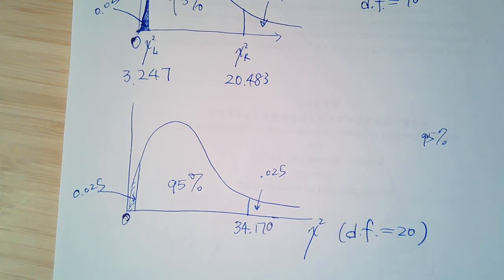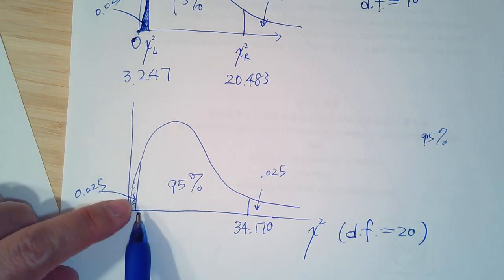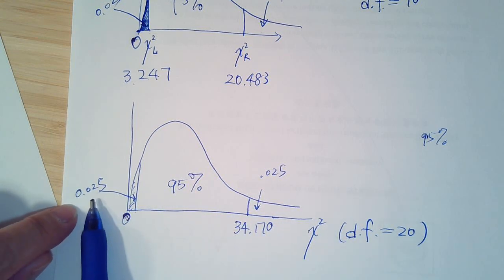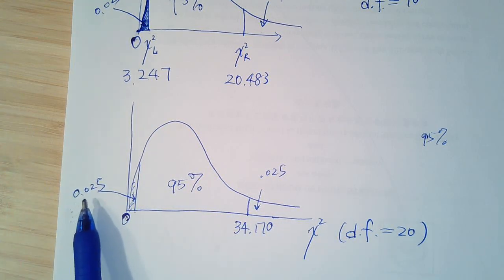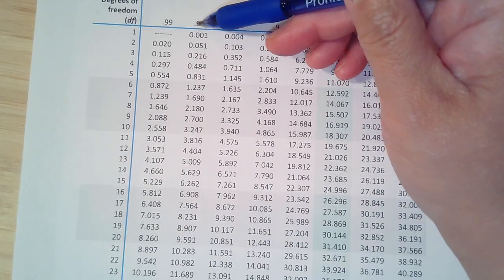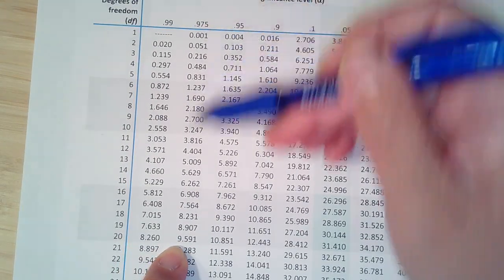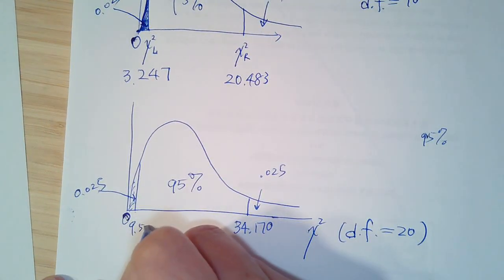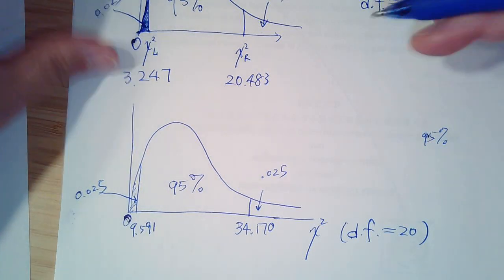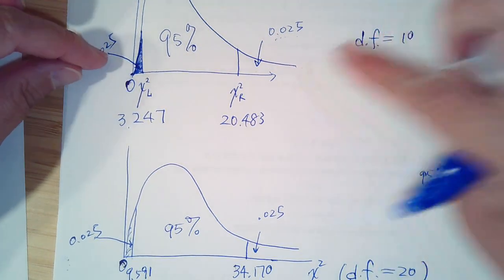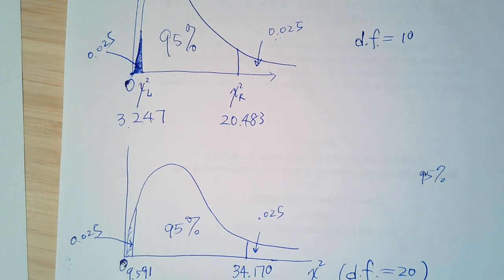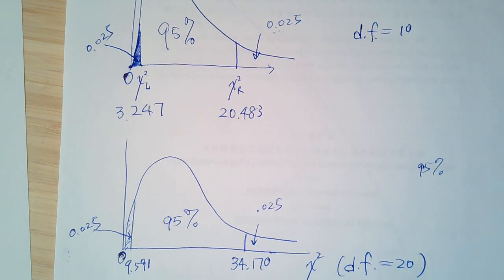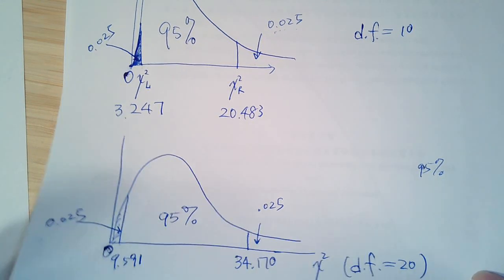So here's 34.170. And similarly for this point, the chi-square value we're looking for, the right tail should be 1 minus 0.025, so we should look for 0.975, degree of freedom 20. Do you see here? 9.591. So here's 9.591. Now if you compare this, degree of freedom 10, to this, degree of freedom 20, do you see that it's shifted to the right and also flatter? So that's how you find the critical value of a chi-square.